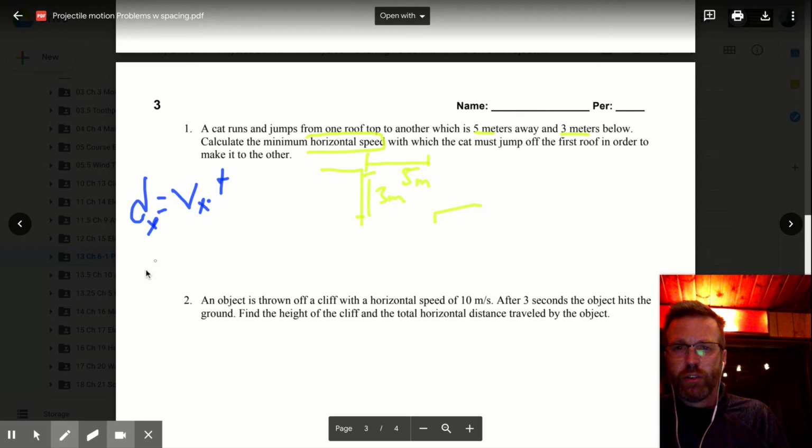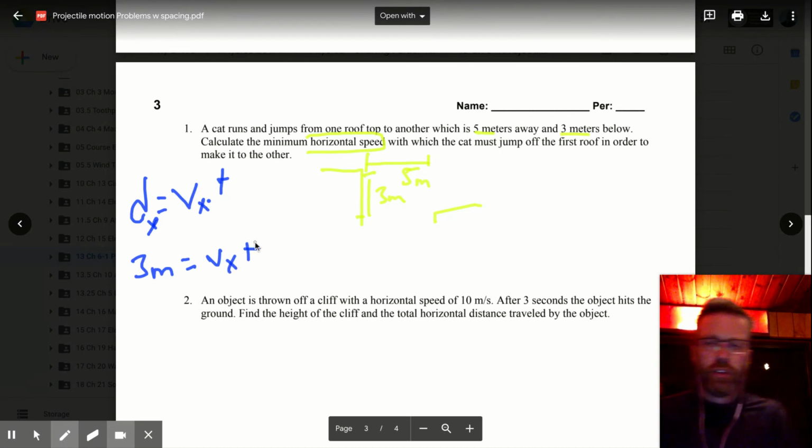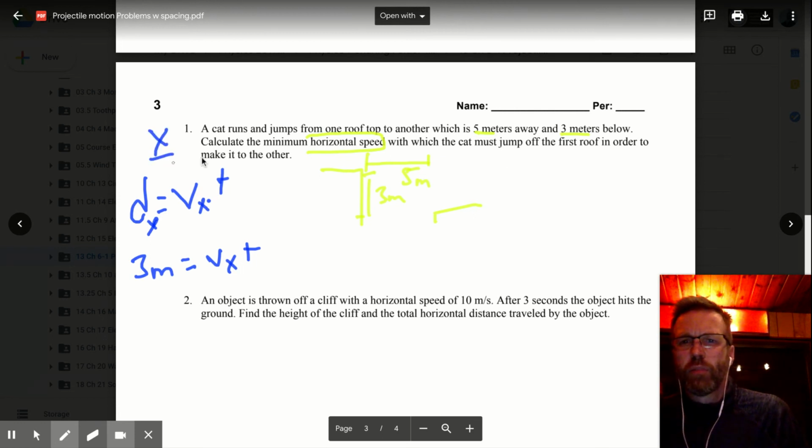Now the good news is we know the horizontal distance is 5 meters. We don't know what vx is. And we don't know what the time is. So now we're stuck. But what I recommend you do when you're stuck is we go over here and flip. This happened to be the horizontal part of the problem we were working on.